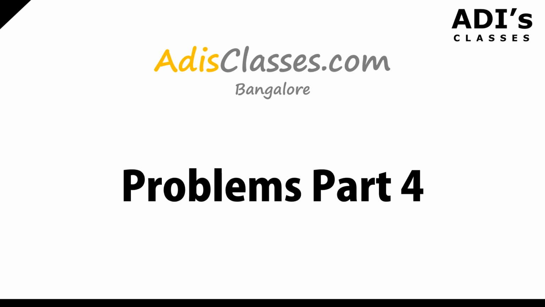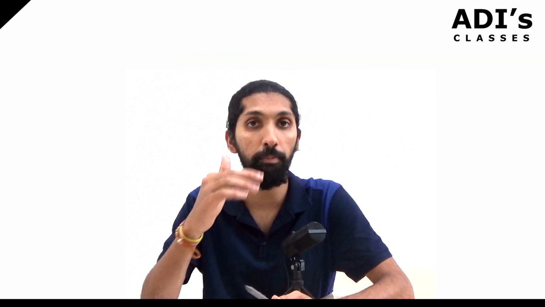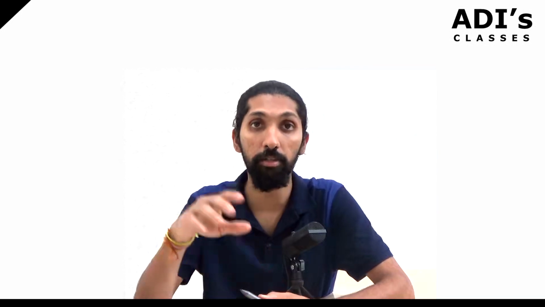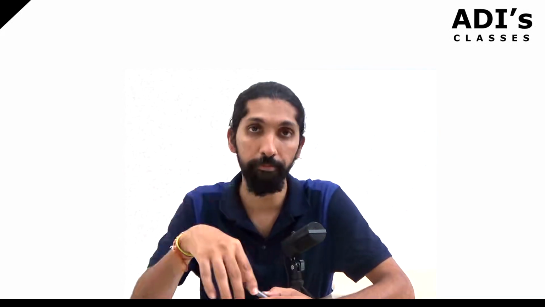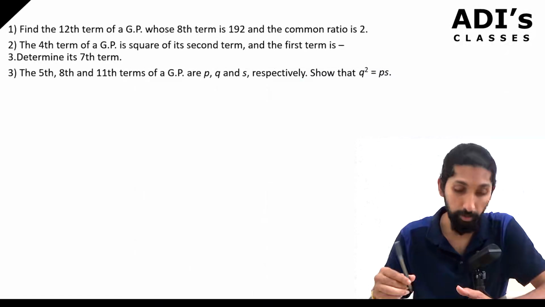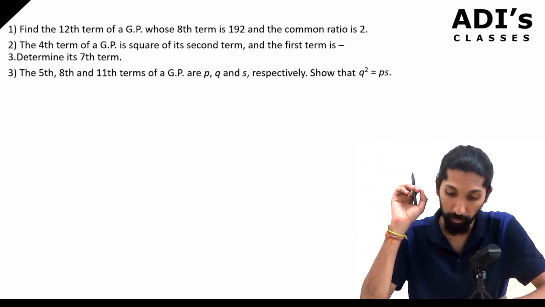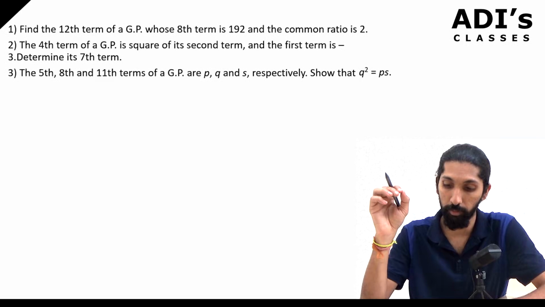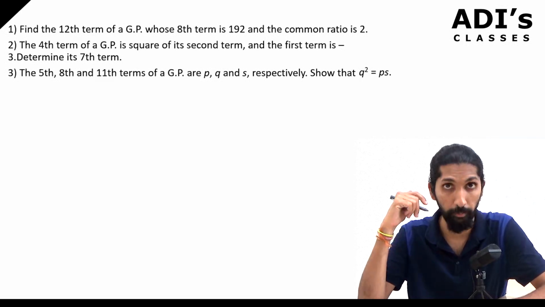In this video, we are going to solve problems on the topic we have learned in the last video, that is on geometric progression and geometric mean. Let's look at the first one. Find the 12th term of the GP whose 8th term is 192, common ratio is 2.